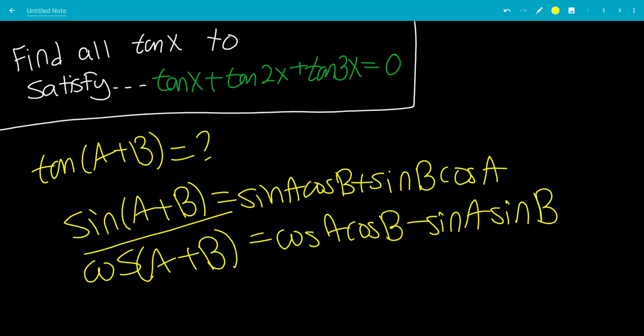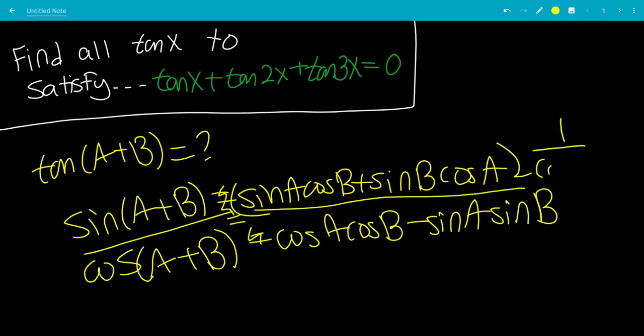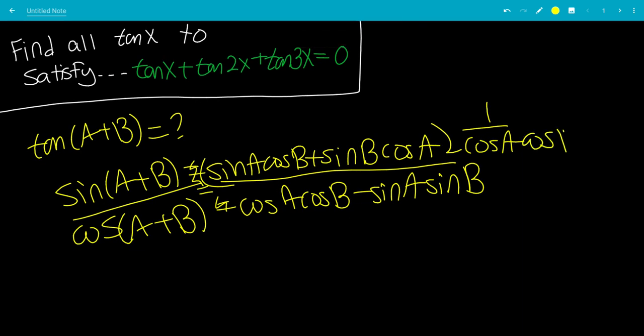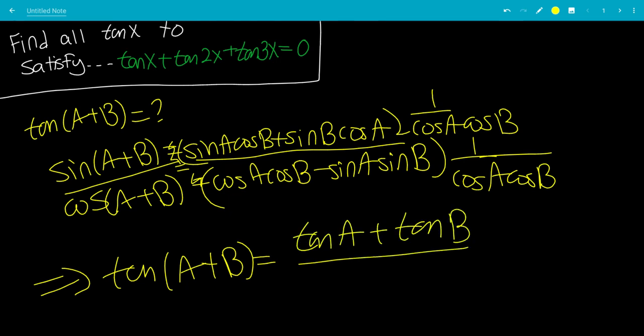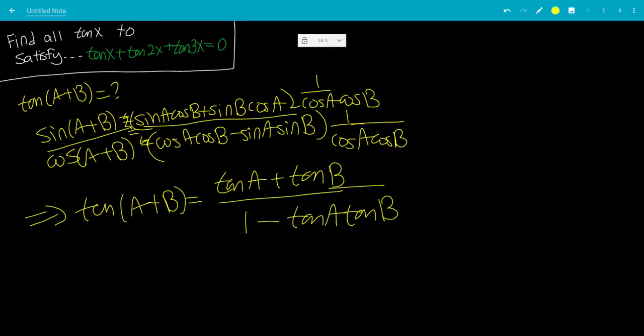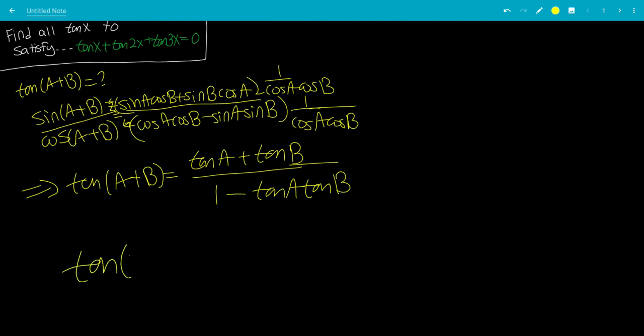Now we're going to divide these by each other. We're going to have one equal sign. And now we're going to multiply both sides by 1 over cosine a cosine b. And this will leave us with tangent of a plus b equals, instead of sine a over cosine a, tangent a plus tangent b over, so this will completely cancel, 1 minus tangent a tangent b.